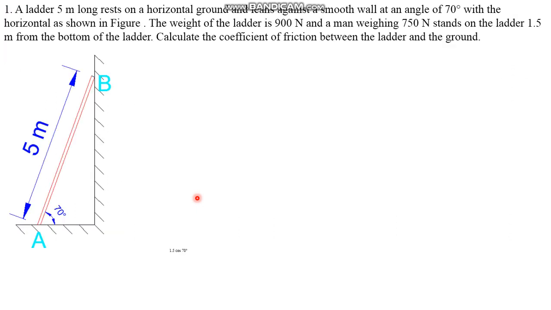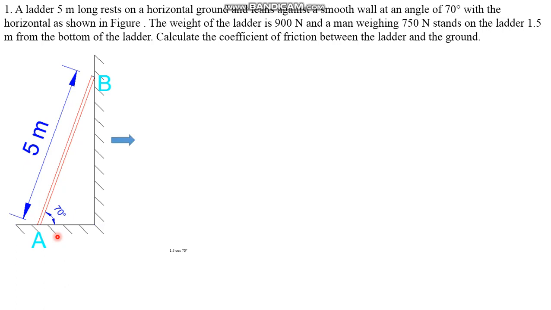A ladder of 5 meter length rests on horizontal ground and leans against a smooth wall at an angle of 70 degrees with the horizontal, as shown in the figure. The weight of the ladder is 900 Newton, and a man weighing 750 Newton stands on the ladder at 1.5 meter from the bottom of the ladder. You have to calculate the coefficient of friction between the ladder and the ground. This is the figure given. The length of the ladder, the inclined length, is 5 meter, and it makes an angle of 70 degrees with respect to the horizontal.